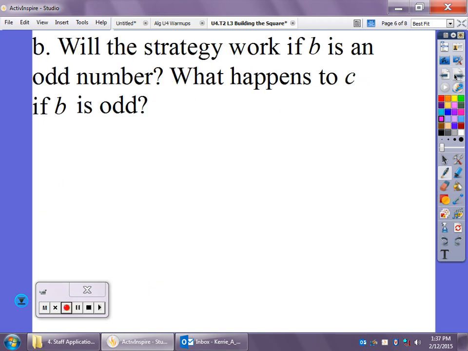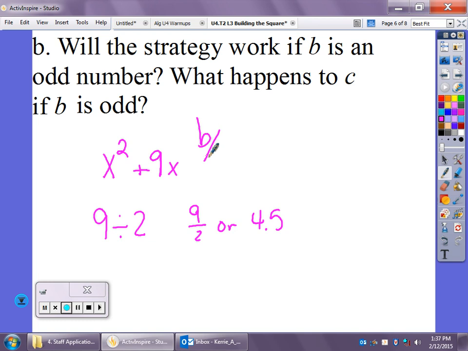Will the strategy work if b is an odd number? What happens to c if b is an odd number? It will work. It's just going to be a slightly messy number, so it won't be as efficient for us. But let's look. Let's say we had an x squared plus, let's do a smaller number, plus 9x, okay? And then we're looking for c. So we're going to do 9 divided by 2, which you can either do 9 over 2, or you can turn it into a decimal, 4.5. And then to find c, remember, it's b divided by 2 squared. So now we're going to square this number. When I square this, I get 81 over 4.